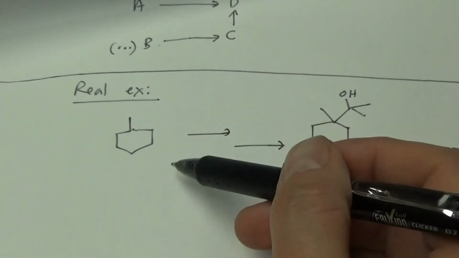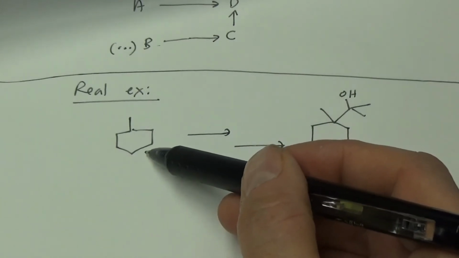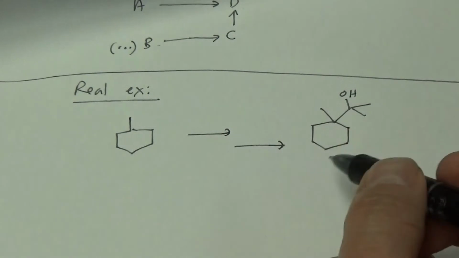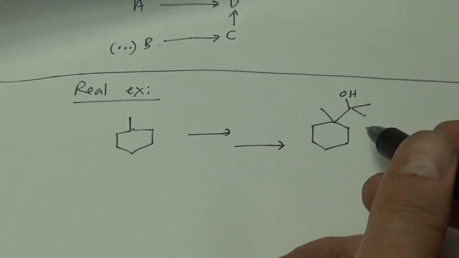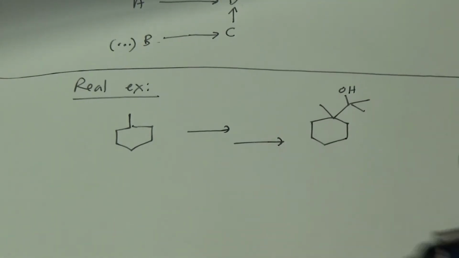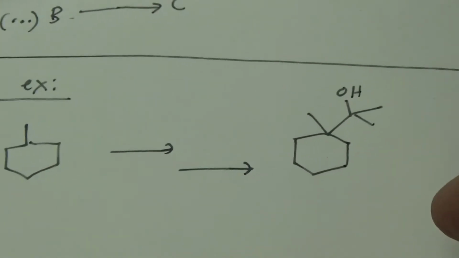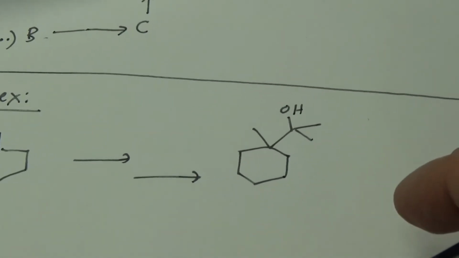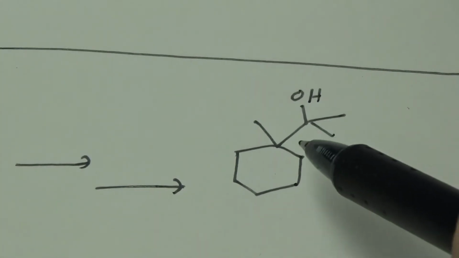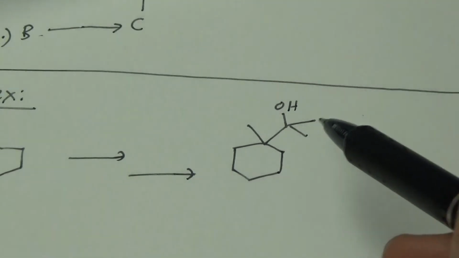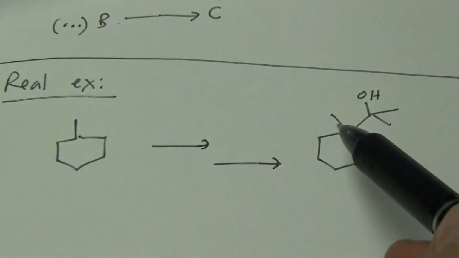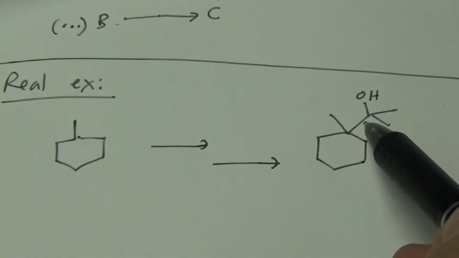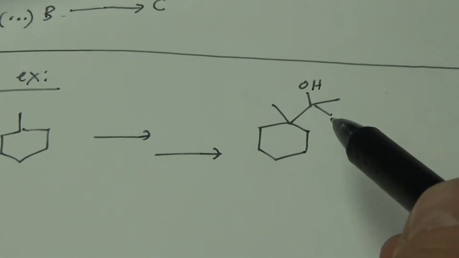It's like, how would you even do anything to this molecule that'll get you in the direction of this? If you know your reactions well, you might be able to do that. But what I'm trying to do is show retrosynthesis, the idea of going backwards. So let's look at this. What do I see? I see a tertiary alcohol. I see the methyl group that I kind of start with. It looks like that methyl became this methyl. And then I see this thing attached.